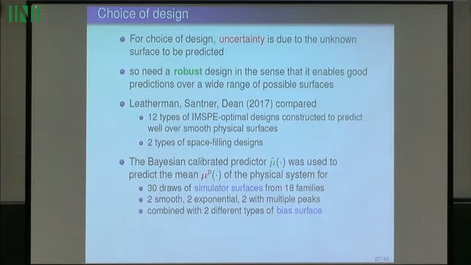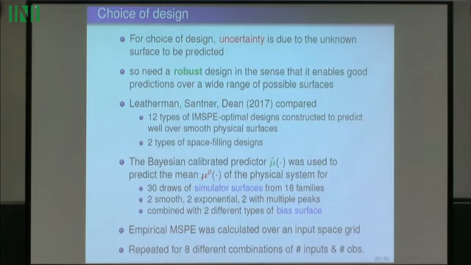So 2 different types of bias surfaces plus no bias. So that's six simulator surface families with 3 different types of bias surfaces. That gave us 18 families. From each family we took 30 draws of surfaces and then looked to see how well the designs predicted.